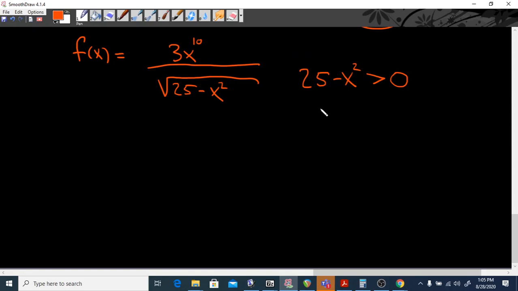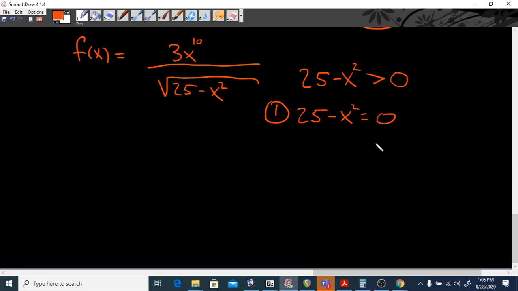And this is a quadratic inequality. Everyone has seen at least one of these in class by now. And so step one for any quadratic inequality or harder inequality is to solve the equation first. Okay, so 25 minus x squared equals 0.